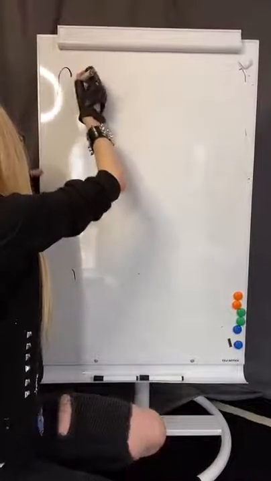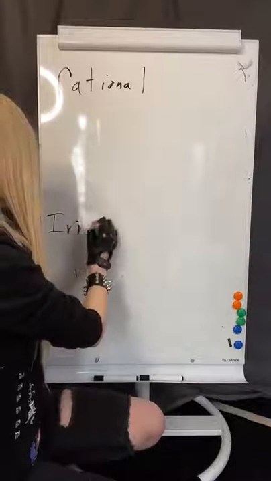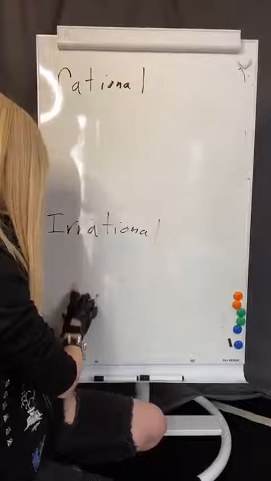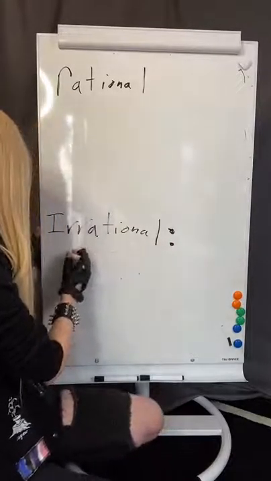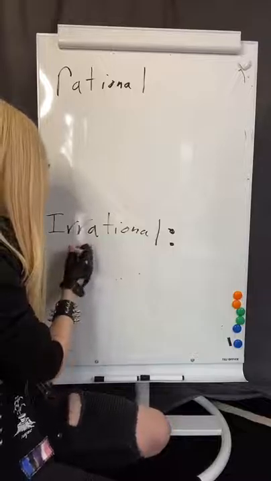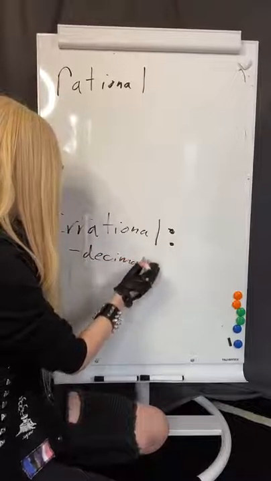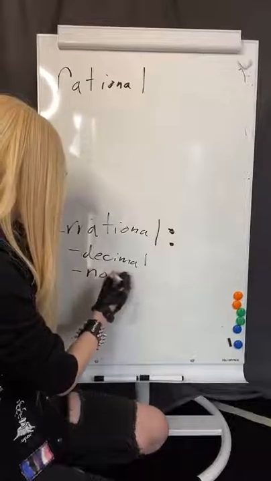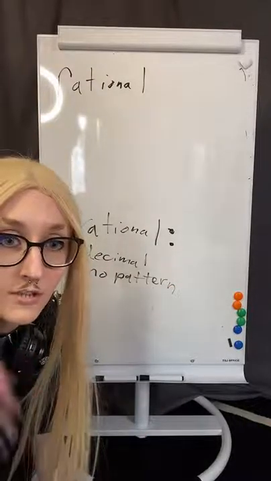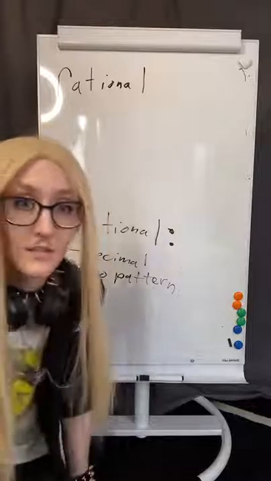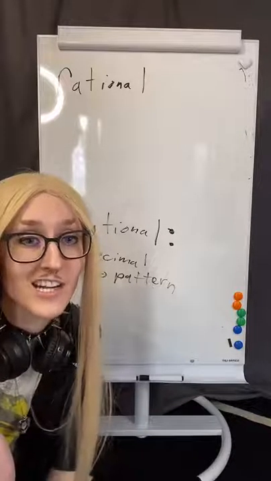All right, so let's talk about some rational numbers. And I'm also going to have irrational up here because we're going to be comparing and contrasting. So as we talked about before, irrational numbers are things like pi. They don't repeat. They just keep going. So the main things that are important about an irrational number is it is a decimal, and there is no pattern. If you have those two things, you got yourself an irrational number, baby. If you have a decimal that does not repeat, no pattern, you got an irrational number.